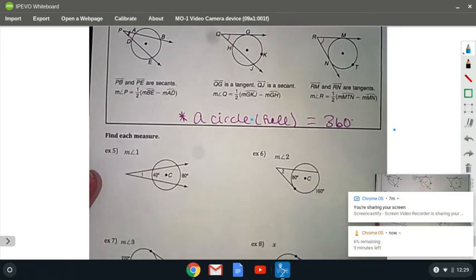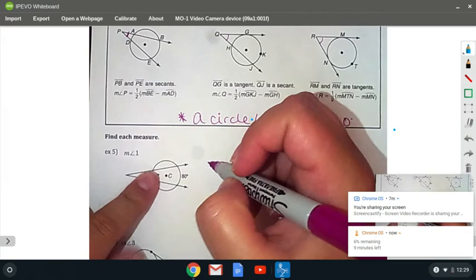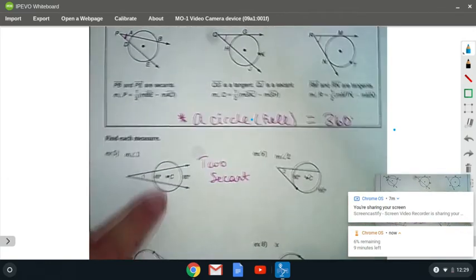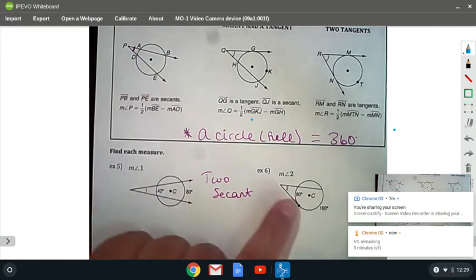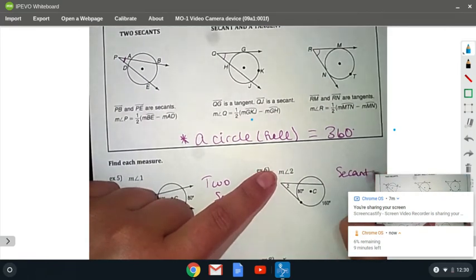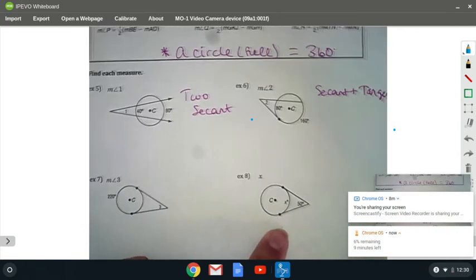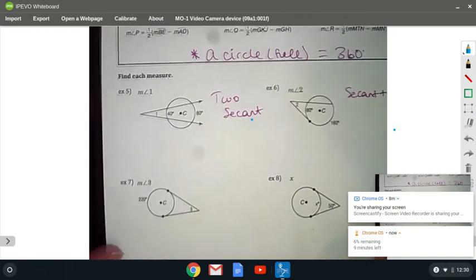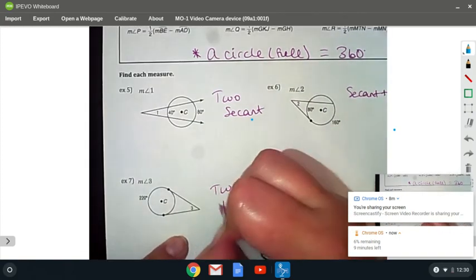Looking at this first picture, angle 1, this is a 2 secant problem. I'm just going to go through and label these first. This is 2 secant, looks just like that. This one has 1 tangent and 1 secant. This one here looks like a cone. Anytime they look like an ice cream cone, it's 2 tangents. It only hits the circle once. And here's another ice cream cone. It's 2 tangents.